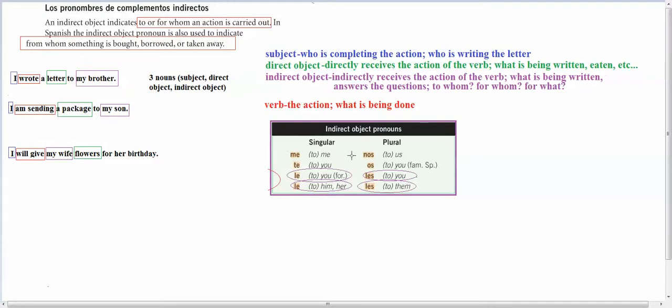Me means to me, te, you, or to you. Le is to him or her. Nos is to us. Os is to you. Les is to you, and les is also to them.